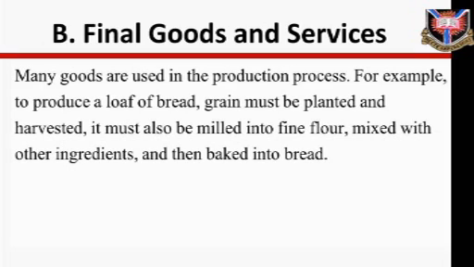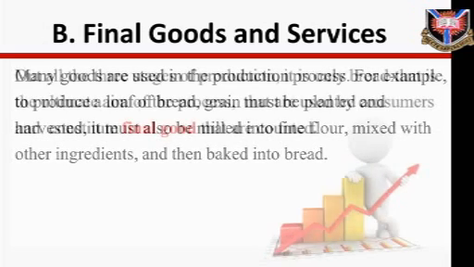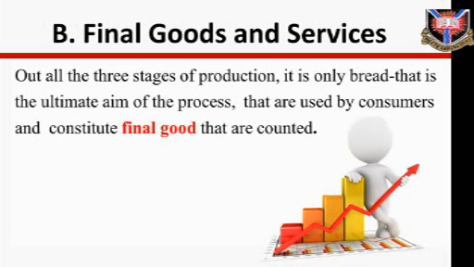The grains must thereafter be milled into fine flour, mixed with other ingredients, and then baked into bread. Out of these three goods, grain, flour, and bread, that are produced during this process, it is only bread that is used by consumers, since the production of the bread is the ultimate aim of the process. The bread is therefore called a final good.